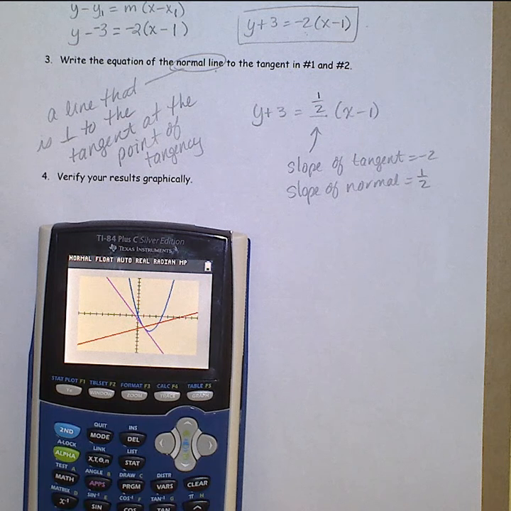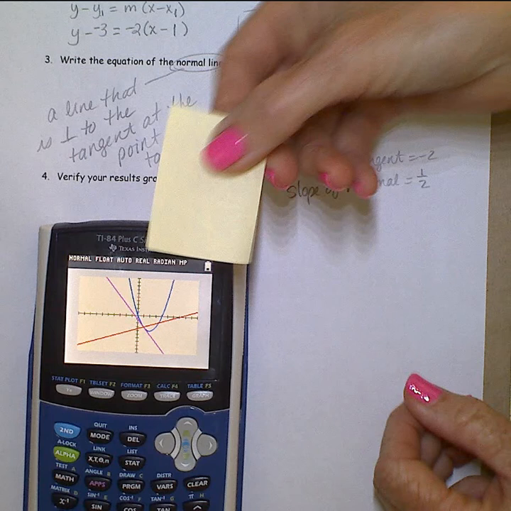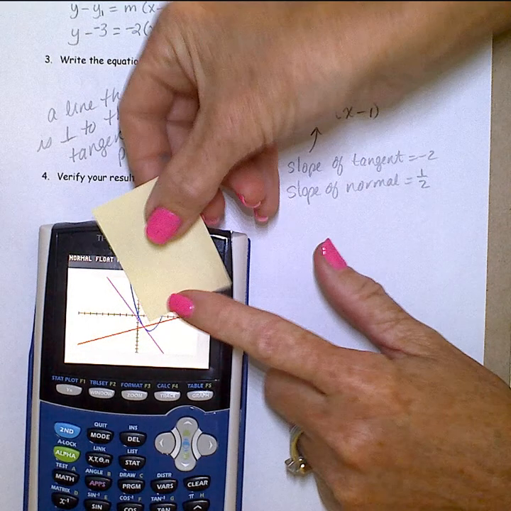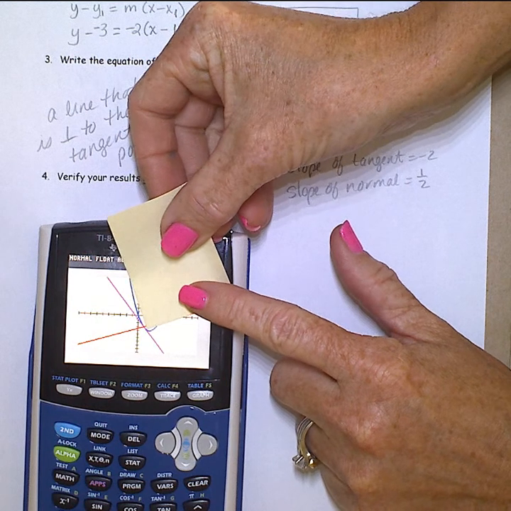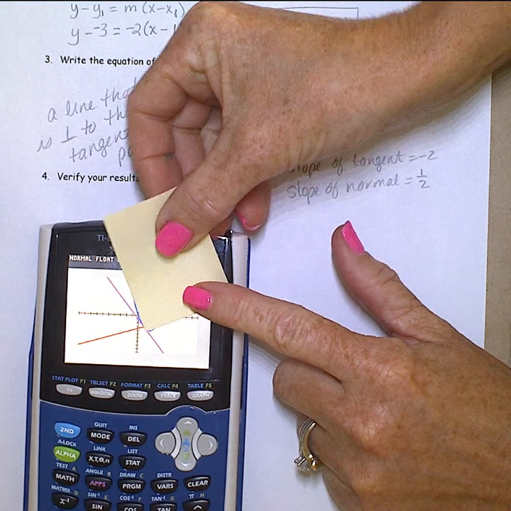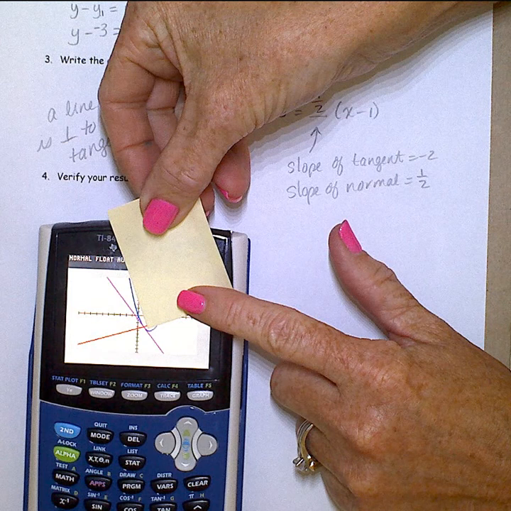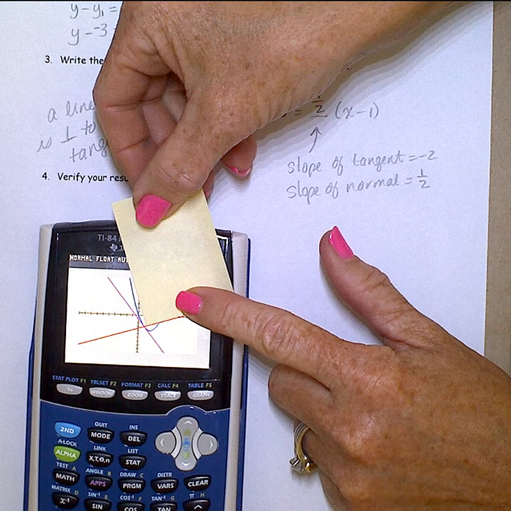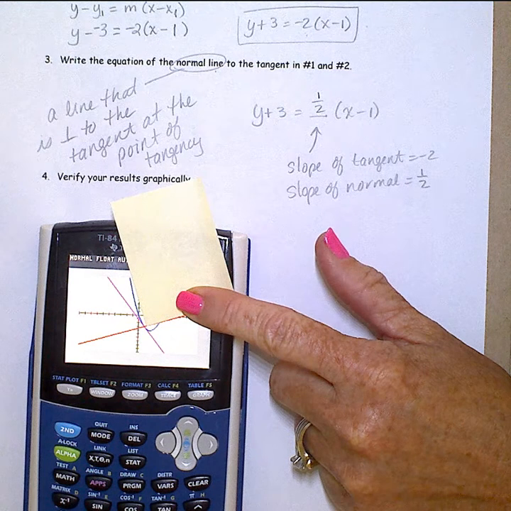We have a problem because our normal line is supposed to be perpendicular to the tangent. Is it? Certainly doesn't look like it. Here's a piece of paper, right? Right angles. And if I take my paper and I line it right up along this normal, there is no way that that is going to be perpendicular to that tangent. Do you see what I'm saying?